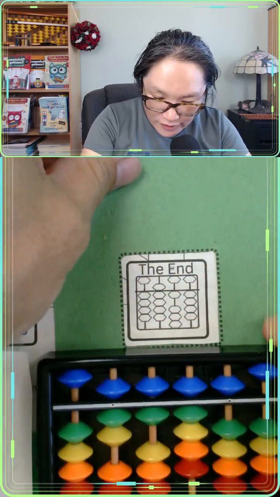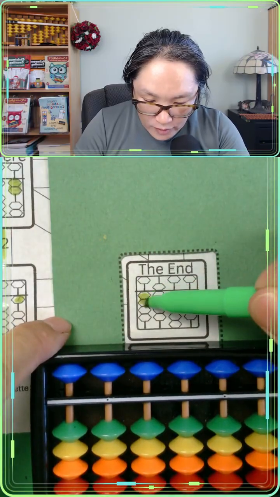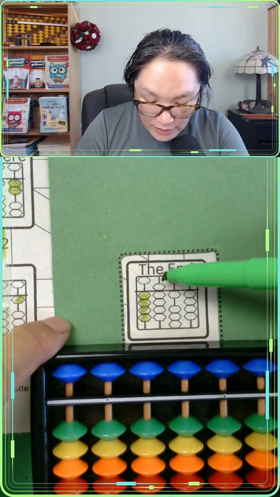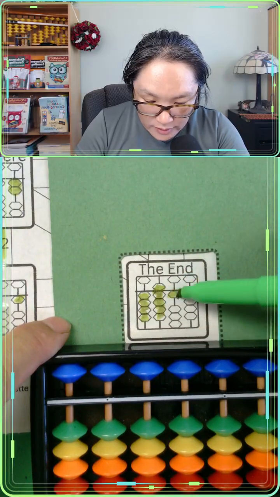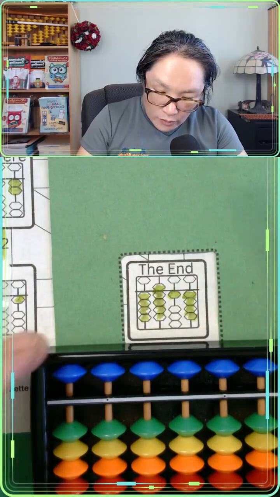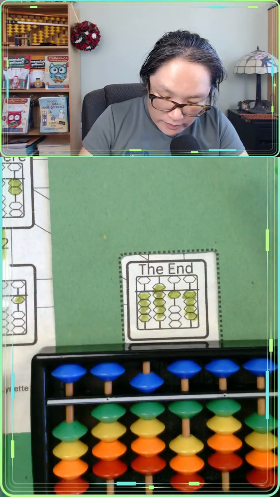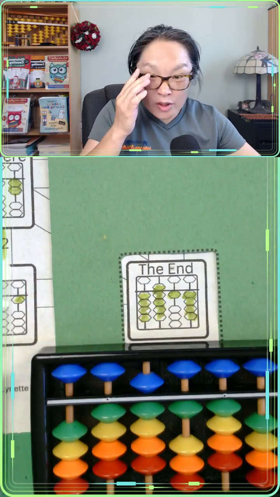Okay, so our final answer is what? What is our final answer? So we have our 4 digits: thousands, hundreds, tens, and ones. What number do we have? What number do we think this is?